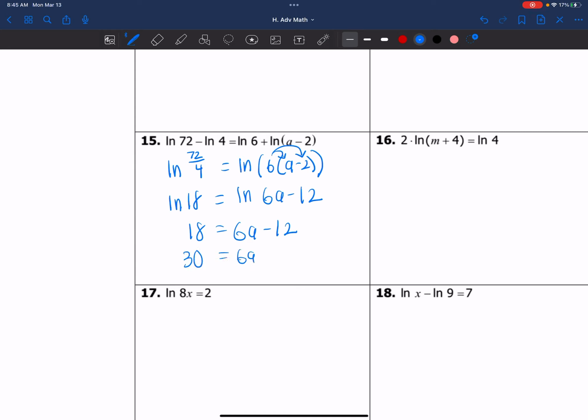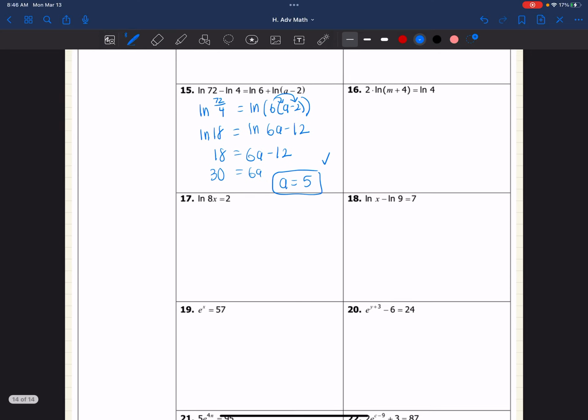You divide both sides by 6, so you get a is equal to 5. Make sure that you check this answer before you say that it's correct. You take this 5 and you substitute it in here. 5 minus 2 would give you 3, so that works. And that's the only spot that I have to substitute in, so this is a good solution.